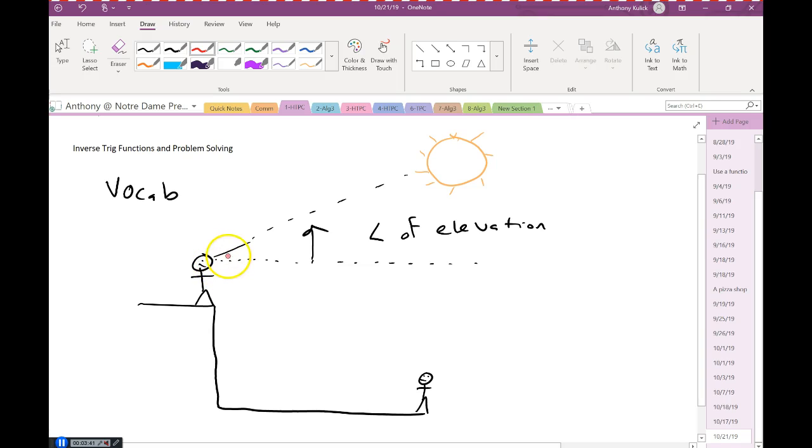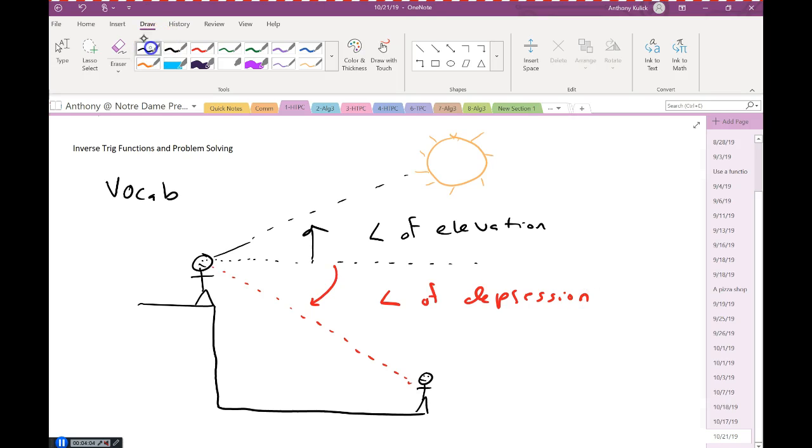All right. The other option is, say he's looking down at his friend here. Again, from his line of sight to that downward angle, we call that an angle of depression. Not because his friend is sad, but rather because you're looking downward. Is everybody okay with that idea? Okay.